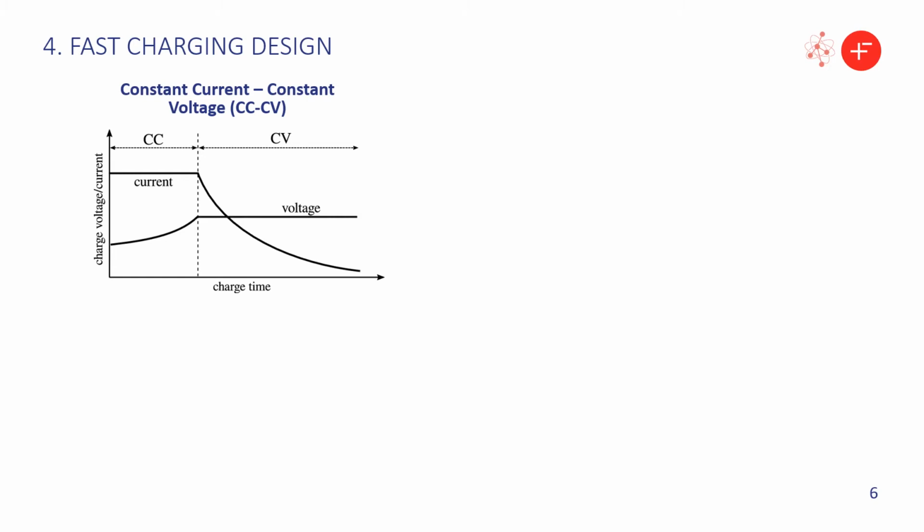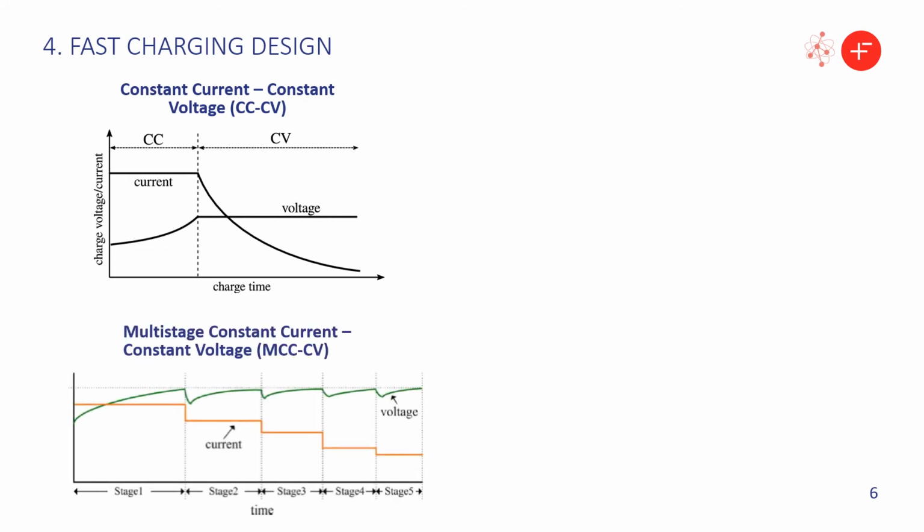To reduce this issue, some research has proposed a multi-stage constant current, constant voltage strategy. It manages the charging current in different stages in order to reduce the cell temperature and the lithium plating that occurs by the negative anode potential.